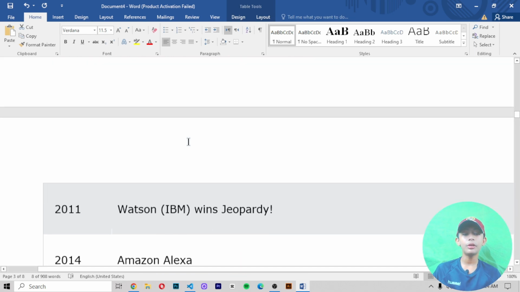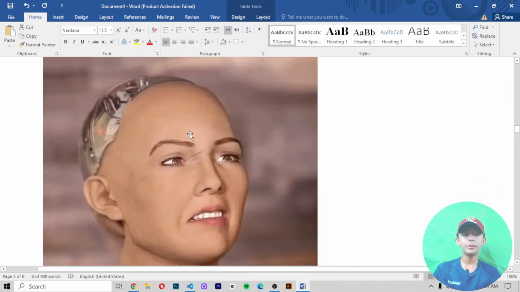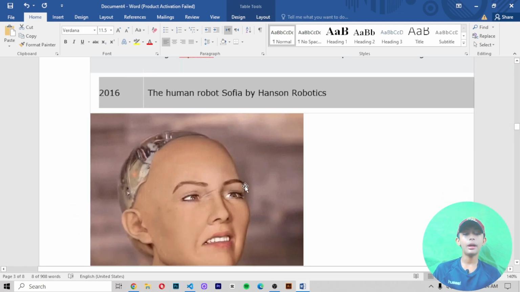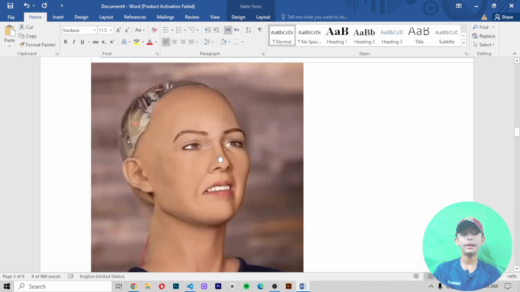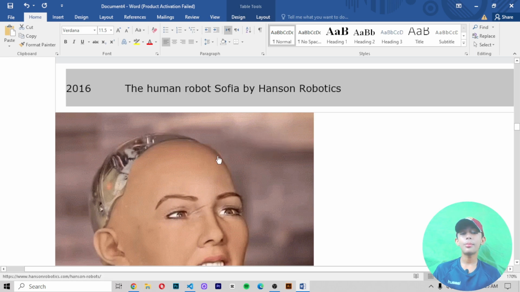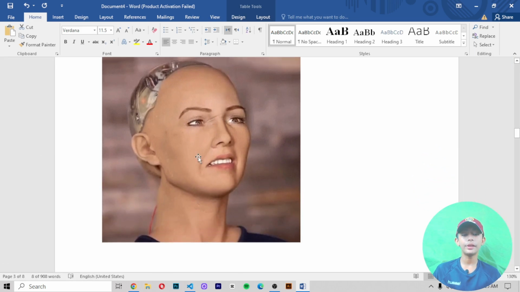Like this one, this type of robot has been made, and the robot's name is Sophia. Hanson Robotics built this. Here you can see it. Who built this? Hanson Robotics, and the robot's name is Sophia.